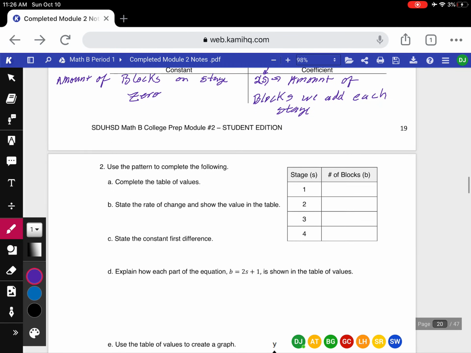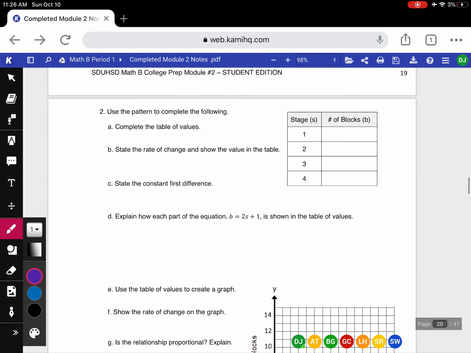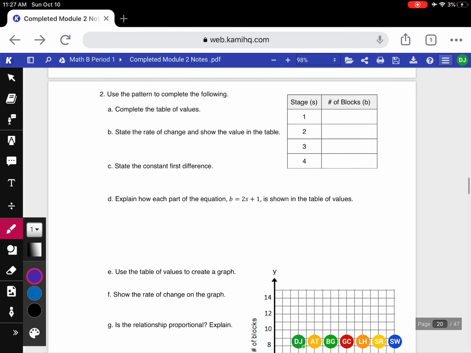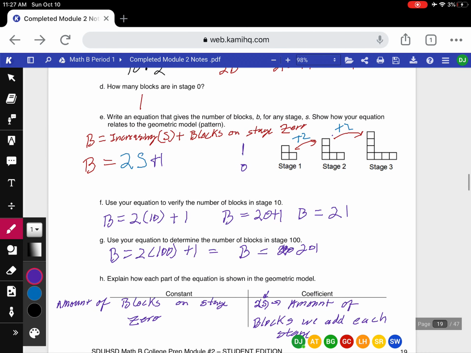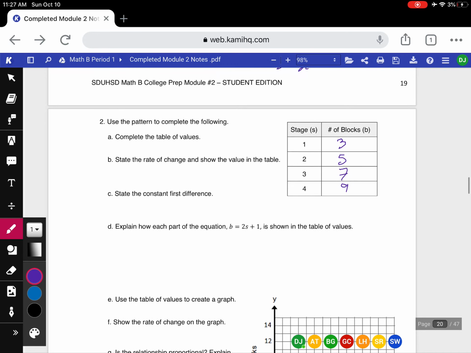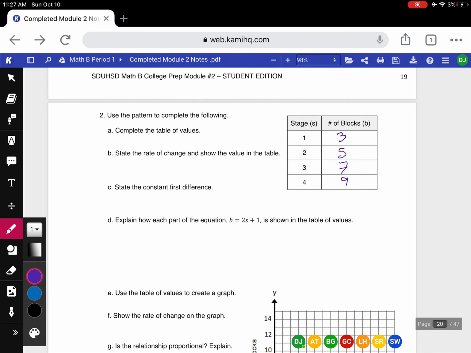Okay. So now what we're going to do is use the pattern to complete the following table values. So I knew on stage 1 I had 3, stage 2 I had 5, stage 3 I had 7, and stage 4 I had 9. This is going back to this table over here with the geometric model. And what I want you guys to notice is we're just adding 2 each time. So it says state the rate of change. As a reminder, rate of change is what my increase in blocks all over my increase in stage.